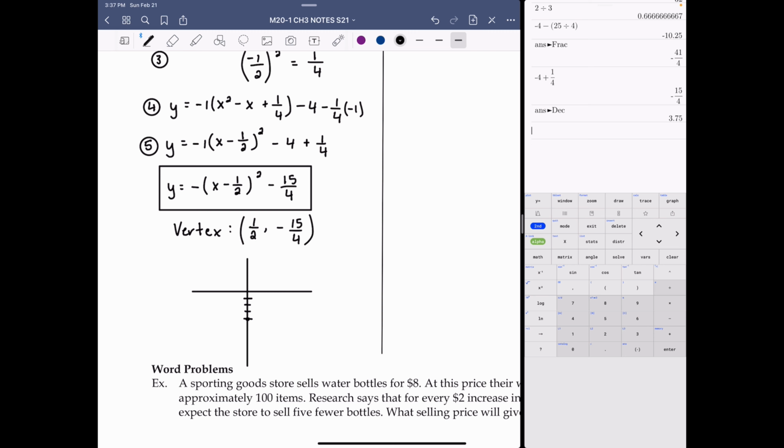Then we have a vertex at 1/2 and -15/4, which is just above the y-intercept. So if this is x equals 1, then 1/2 and about here. And we can attach our point, so it looks something like this. Our vertex is 1/2 and -15/4, and it's in quadrant 4.